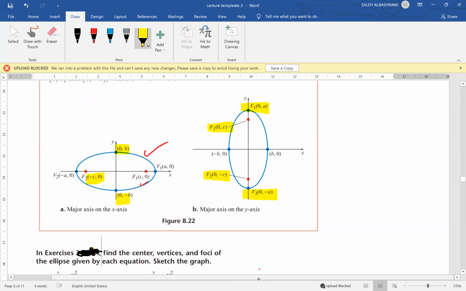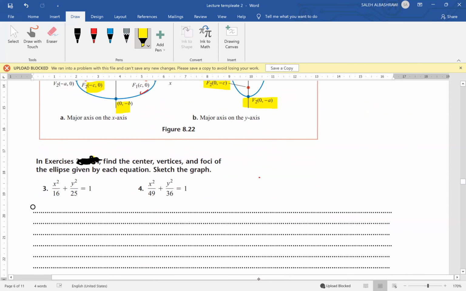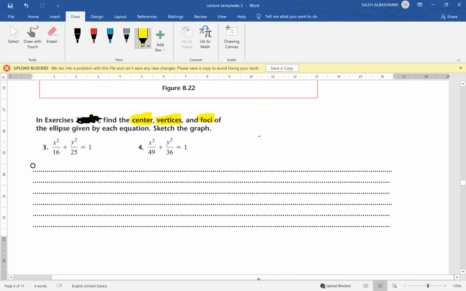As a direct application of this, let's have some exercises. In the following exercise, we need to find the center, vertices, and foci of the ellipse given by each equation. And we also need to sketch the graph. In the first equation, I have x squared over 16 plus y squared over 25 equal to 1.